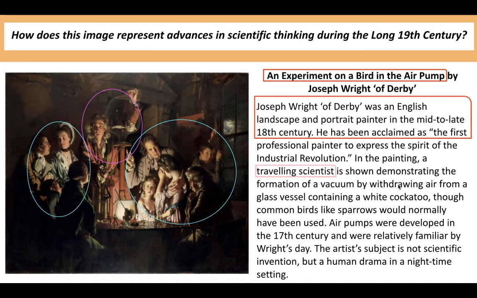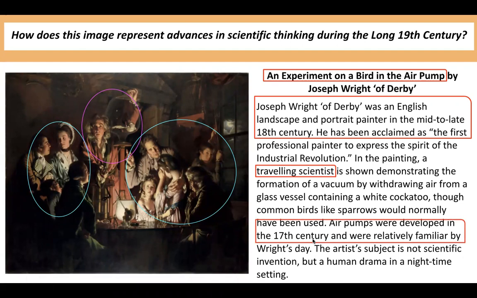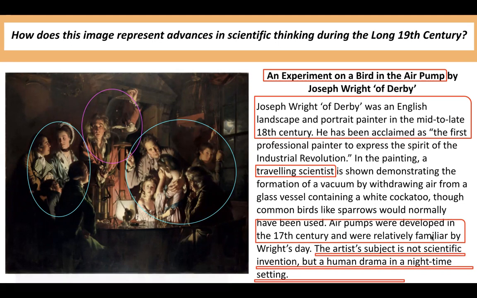And what else do we see? Well, this was a traveling scientist, so we were correct here. And we're grounded once again with this idea of things from the scientific revolution from the 17th century. And what's also here is we get to know what his subject is, that there are inventions, but we're also looking at the human drama.